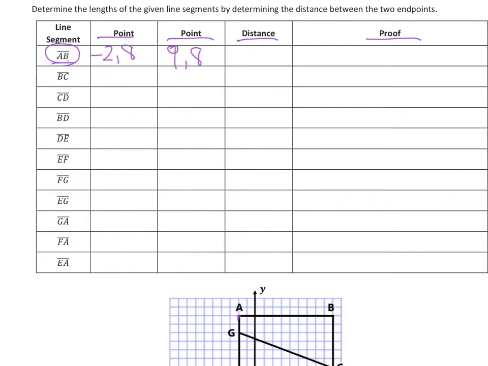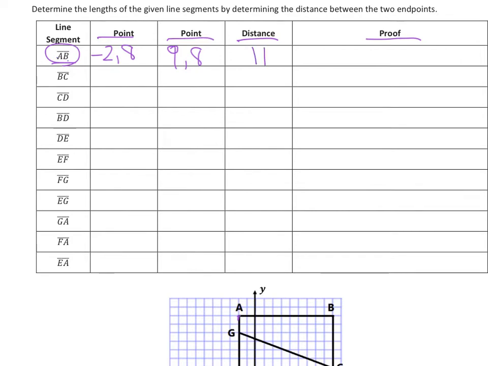What's the distance from -2 to 9? Let's go down here and just count. We're starting at A. 1, 2, 3, 4, 5, 6, 7, 8, 9, 10, 11. The distance from point A to point B is 11 units. For this case, we'll just say 11.